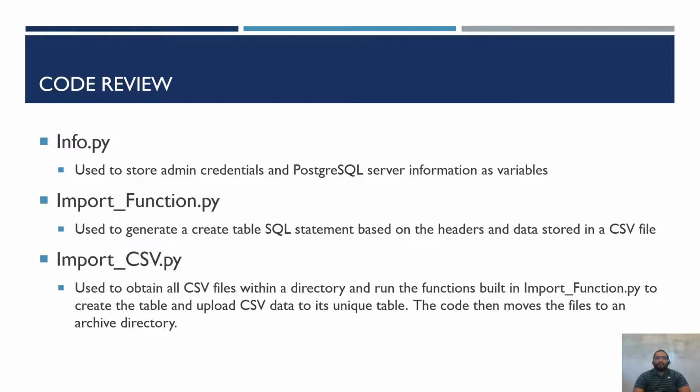The last code used for this project is the import csv.py. The import csv.py is the one where we will obtain all of our CSV files and use the import function.py file that has our functions needed to create the table and upload the data and make sure that we get that CSV file in there and move it to another directory to make sure that no other table is created more than once.